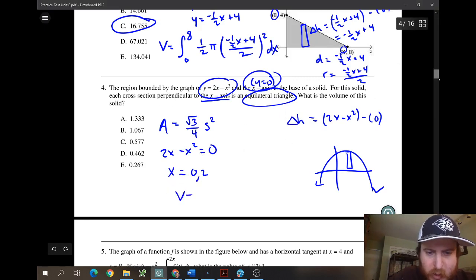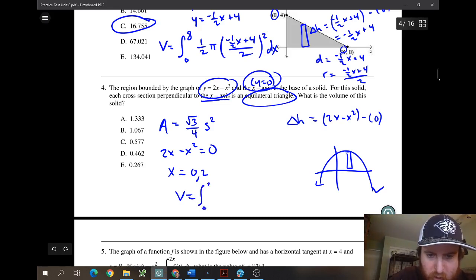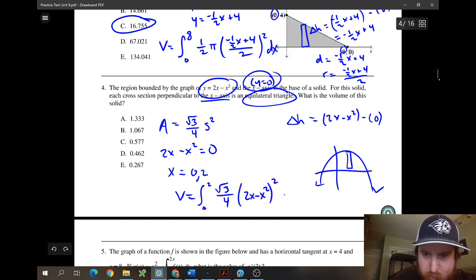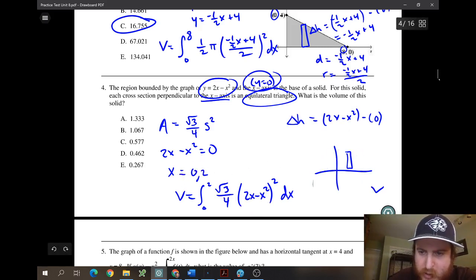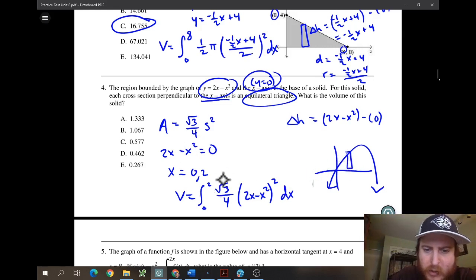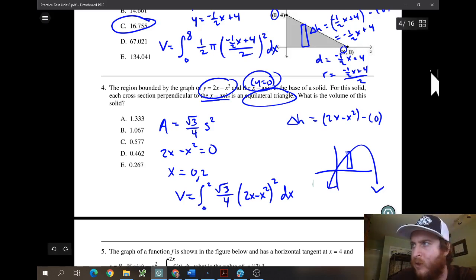So now our volume is equal to the integral from 0 to 2 of square root of 3 over 4 times (2x minus x squared) squared dx. Right, so this was the side squared. Again, I skipped a lot of steps on the calculator. You could have graphed it on the calculator. If it's crossing at 0 and 2, it's going to look like that, and then do the delta h as the top minus bottom. We could have set these equal to each other on the calculator, but we definitely need the calculator to type in our integral. So I'm going to do that really quickly.